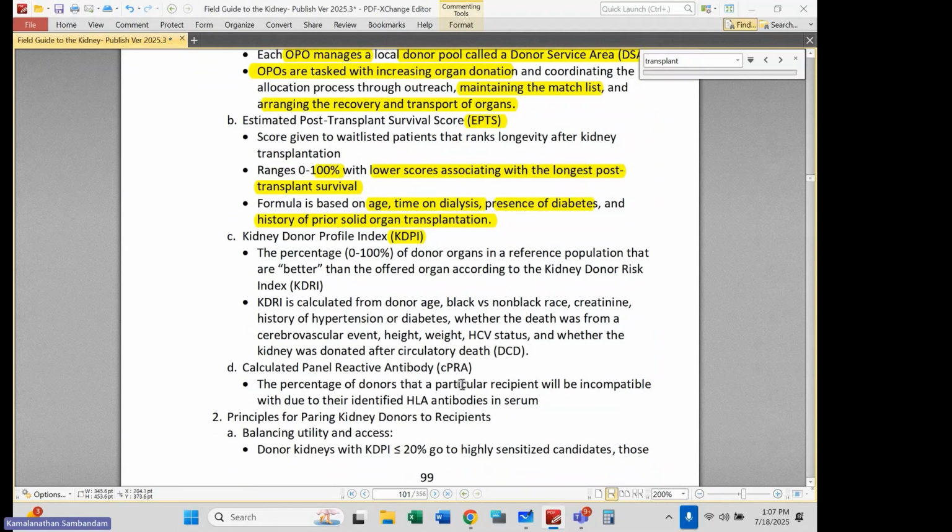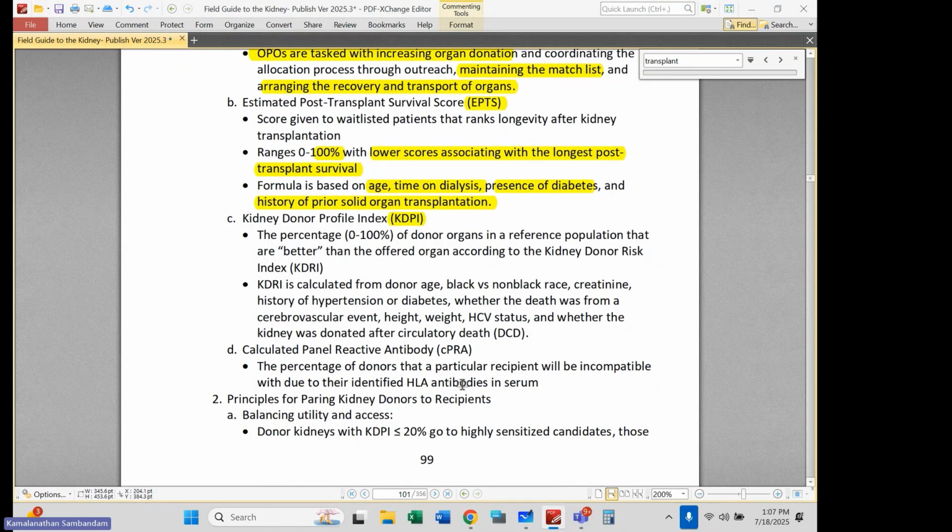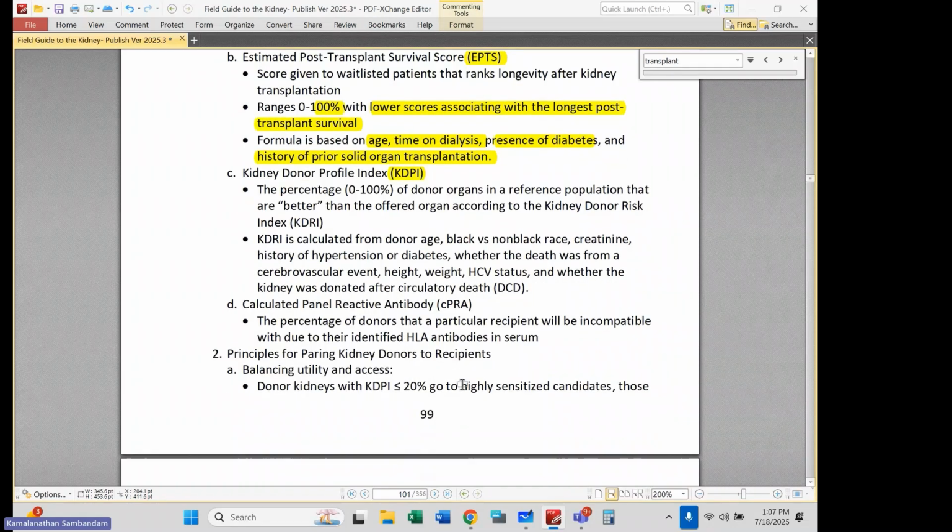When this was rolled out, there was an effort to balance simplicity with accuracy, but it's absolutely true that the EPTS score is a flawed instrument. It's one step in the right direction, but it's not a perfect estimate of matching between a good kidney and a good recipient.